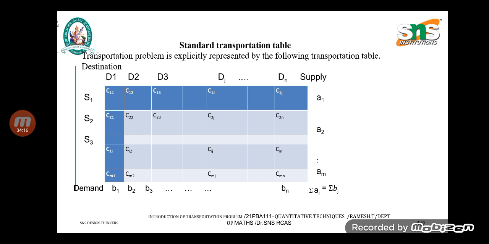First we check whether the given transportation problem attains a feasible solution. That means we check whether the total supply and the total demand are equal or not. Total supply is the sum of Ai, total demand is the sum of Bj. So sum of Ai is equal to sum of Bj. If it is true, then the given transportation problem attains a feasible solution, that is, it is balanced.